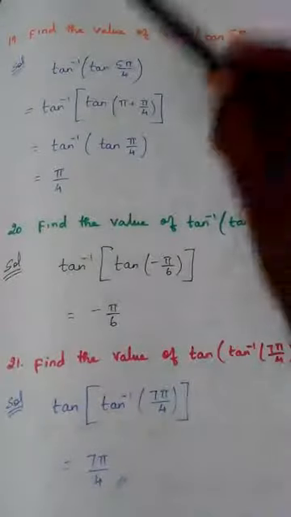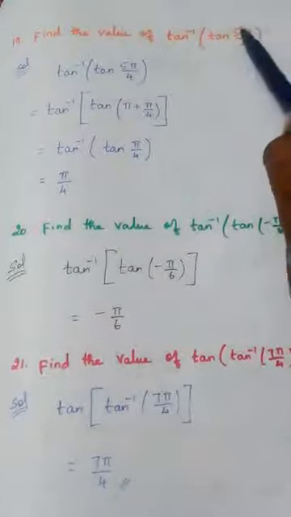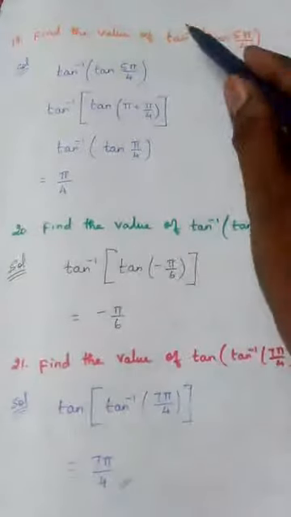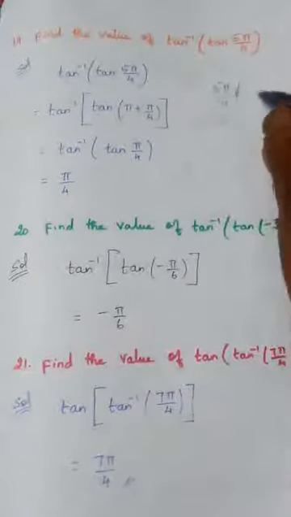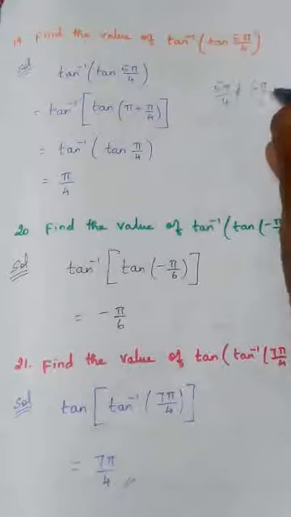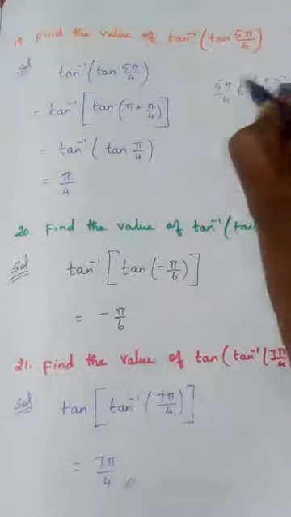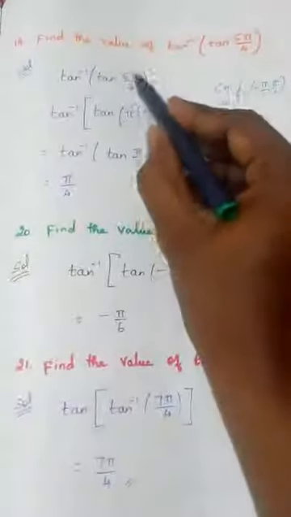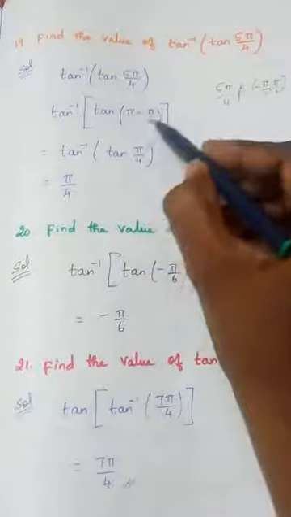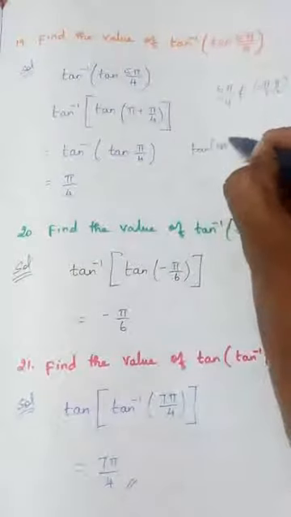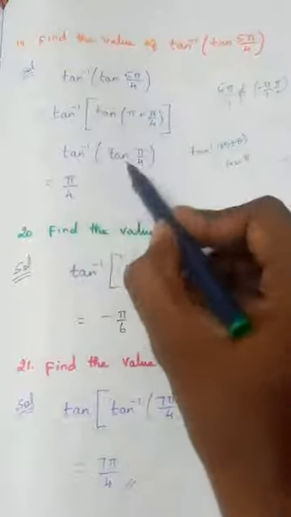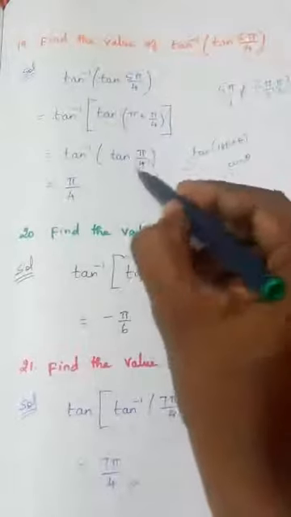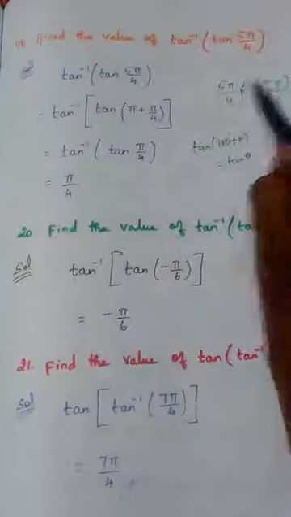Question number 19. Find the value of tan inverse of tan 5 pi by 4. Again, now we cannot cancel tan inverse and tan because 5 pi by 4 does not belong to the range of tan inverse function, minus pi by 2 to plus pi by 2. This does not lie within this interval. So we should write tan 5 pi by 4 as pi plus pi by 4, and we know tan 180 plus theta is equal to tan theta. Since this pi by 4 now lies in this interval, so now tan inverse tan gets cancelled. Answer is pi by 4.